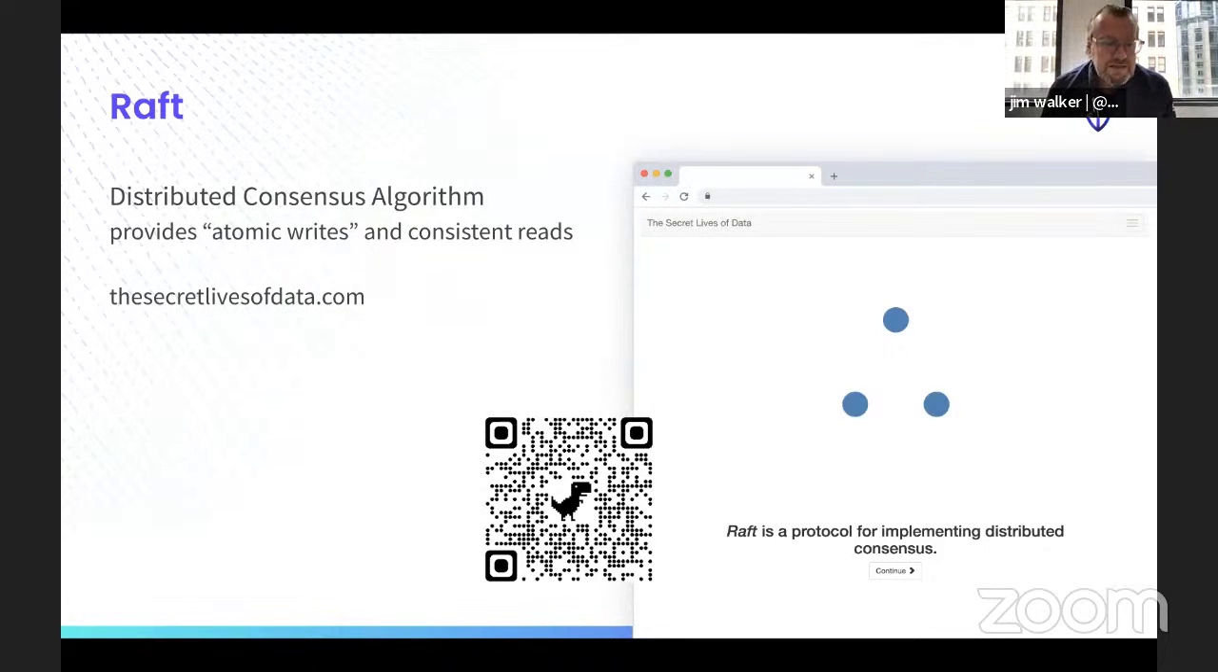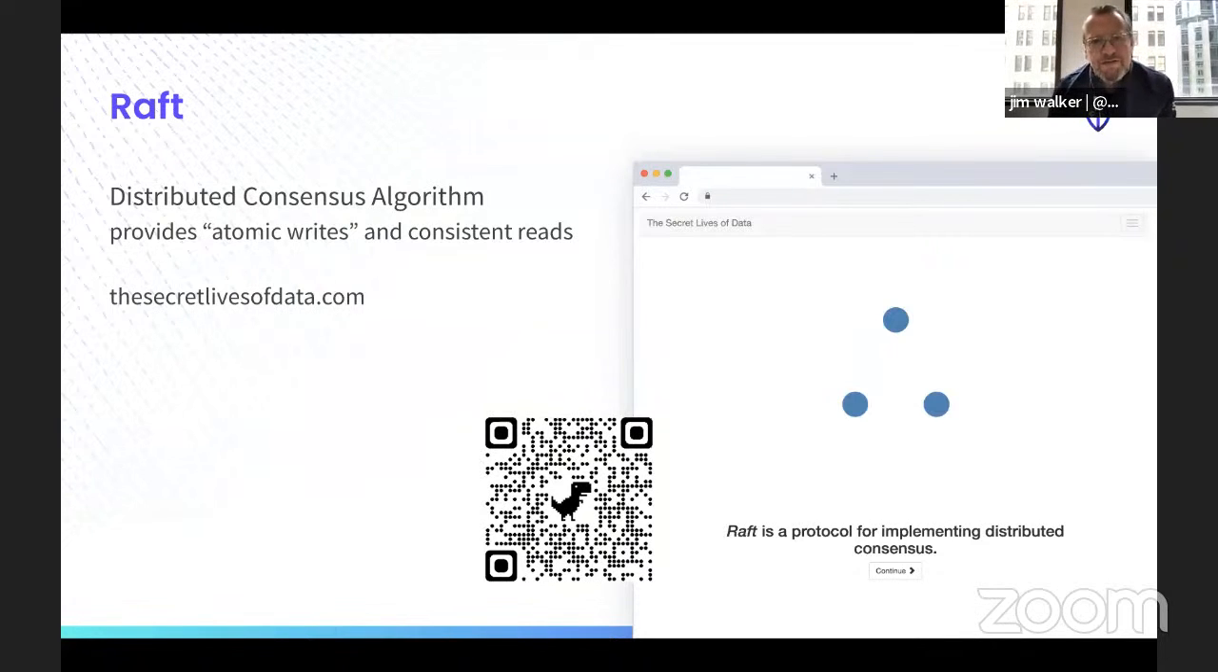It does allow us to get this kind of a transaction commits or not, and like I said, we do that via quorum. Now, if you want more information about Raft, go check out the secretlivesofdata.com. I think this is a great visual representation of how Raft works, and much better than I can do, honestly, in a little talk like this.